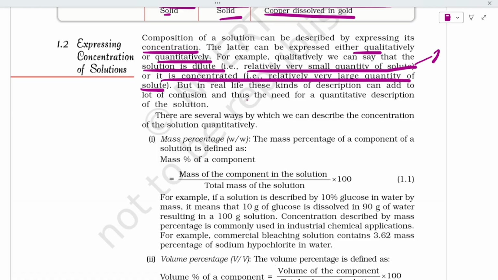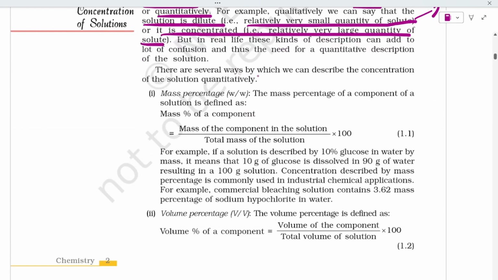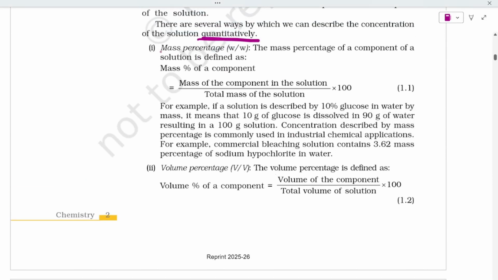But in real life, these kinds of descriptions can lead to a lot of confusion, and thus the need for a quantitative description of the solution. There are several ways by which we can describe the concentration quantitatively. Remember the word quantitatively. Now let's see mass percentage. All this you have studied in first PUC, now let's look at it deeper. Mass percentage is represented by W divided by W, percentage.